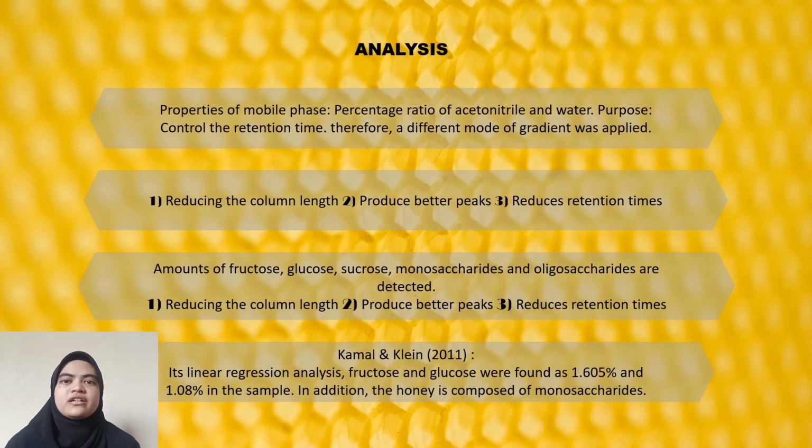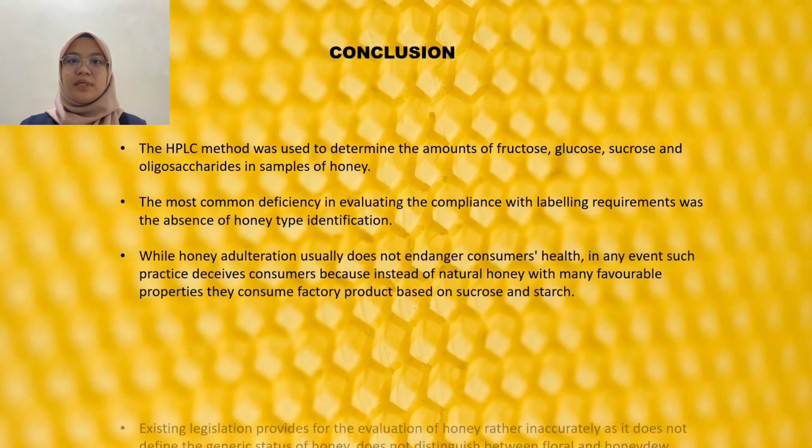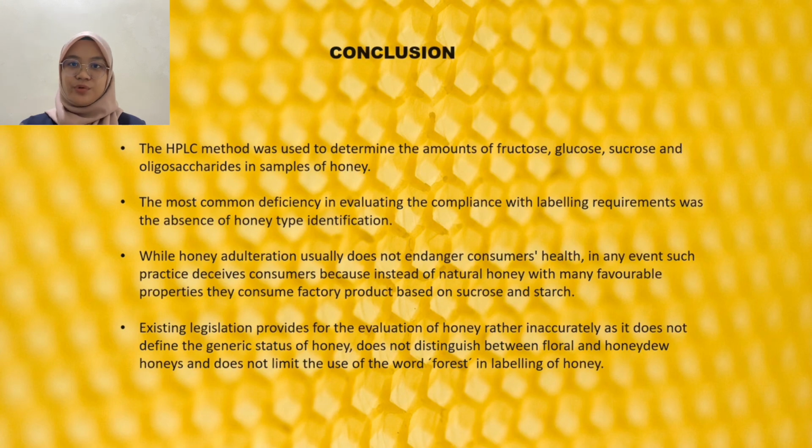To conclude, the honey is mostly composed of monosaccharides. In conclusion, the HPLC method was used to determine the amount of fructose, glucose, sucrose, and oligosaccharides in samples of honey. The most common issue in evaluating compliance with labeling requirements was the absence of honey type identification, while honey adulteration usually does not endanger consumer health but is a practice that deceives consumers.